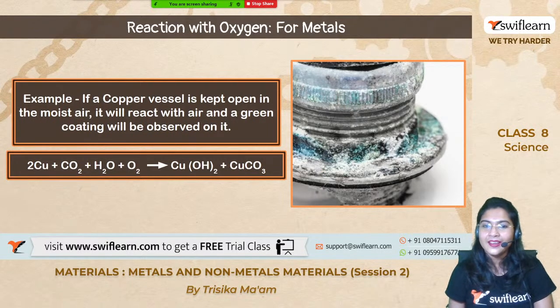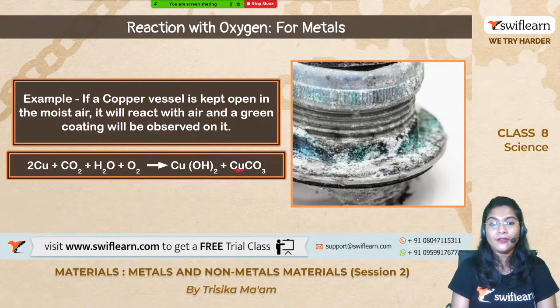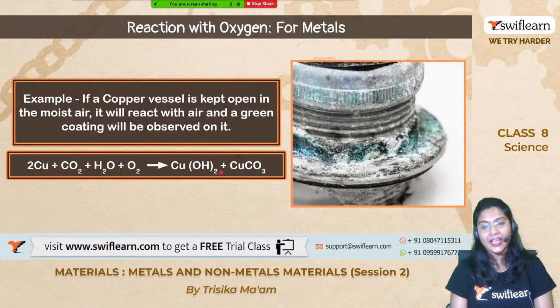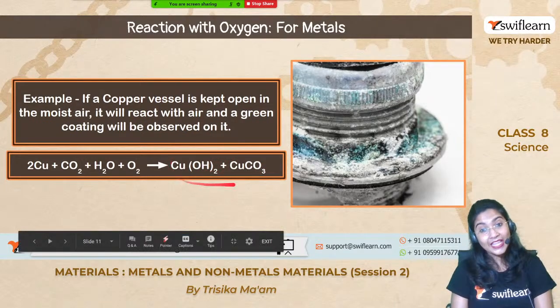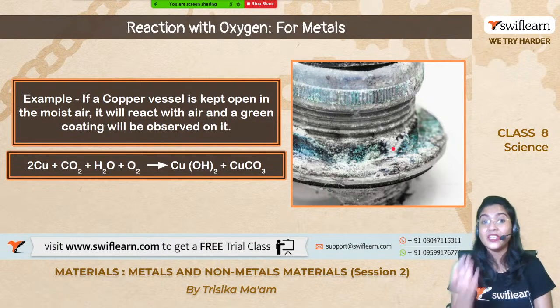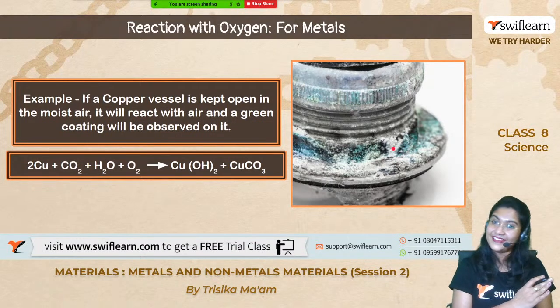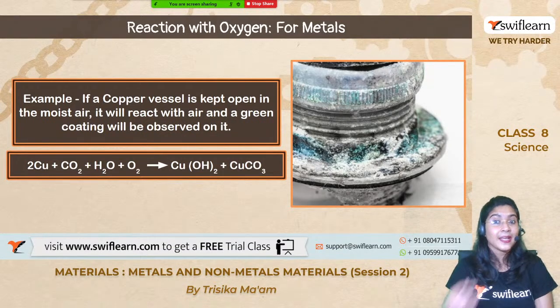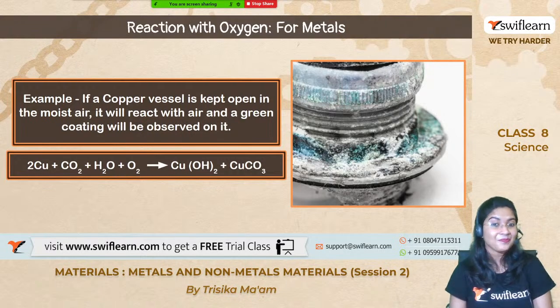Actually, it is the combination of Cu(OH)2 plus CuCO3. So that is copper hydroxide and copper carbonate. They together form the green coating on the copper vessels. Fine. Okay, so this is also another chemical change similar to rusting. So up to this much clear how metals react with oxygen?